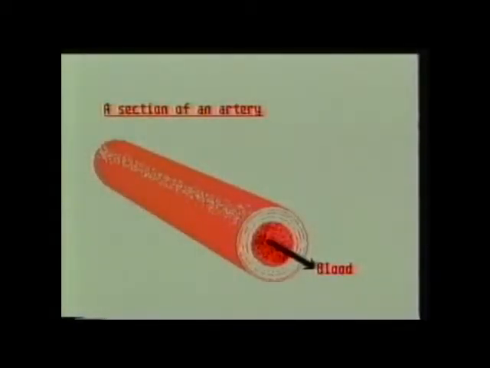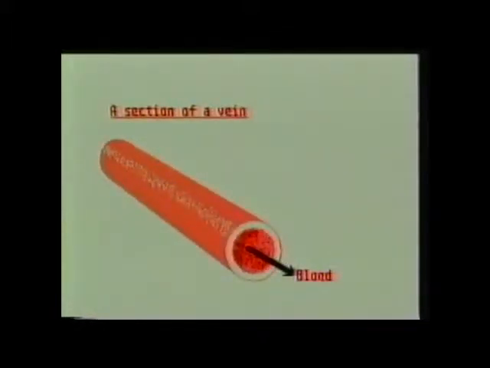Blood is a liquid and is carried around the body in pipes, which are known as arteries and veins. Arteries have thicker walls than veins. The arteries and veins form a plumbing system in the body, rather like water pipes in a house.